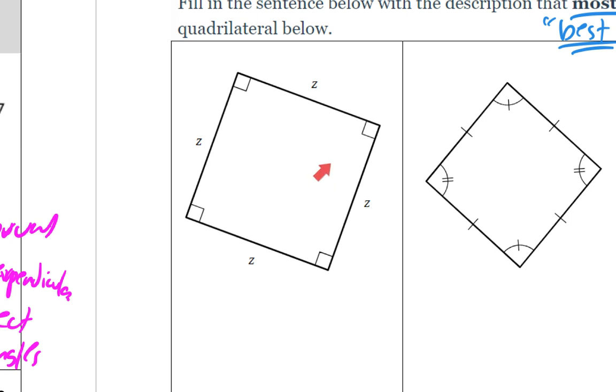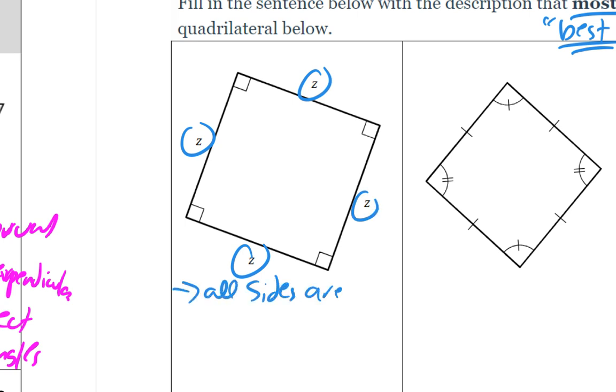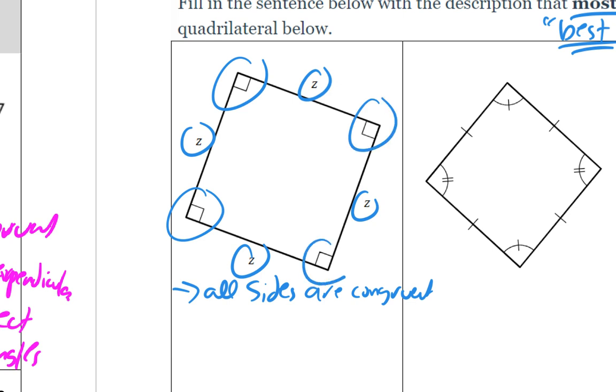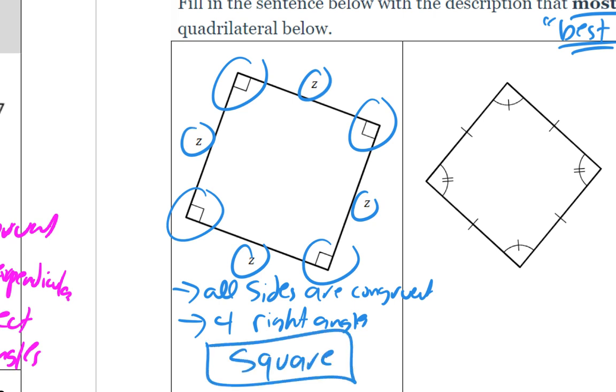What would we call this? Well, let's look at the hints. What do we know? We know that if these are the sides, we could say that all sides are congruent. All right. What else do we know? We know that we have 4 right angles. Okay. So 4 right angles and all sides are congruent means it is a square. Right? That's the best description of that: it is a square. All right, boom, let's keep it moving.